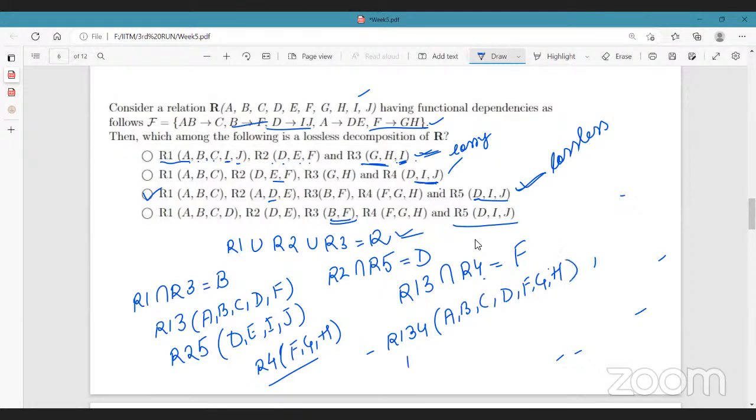And we have R25, which is D, E, I, and J. Now we will perform intersection. The common attribute here is D. Is D a super key in any of the relations? Anyone? No, ma'am. D is not there, DE is not there.